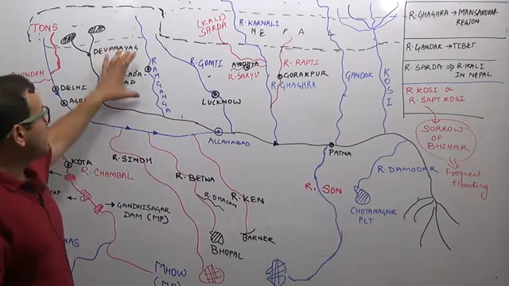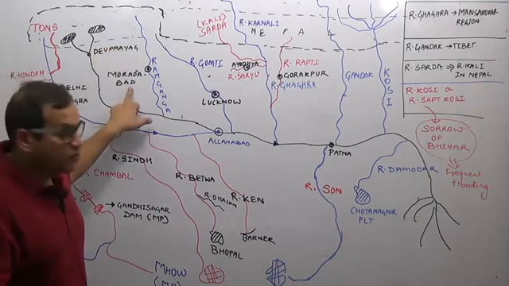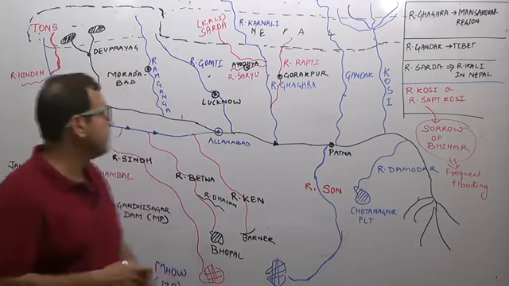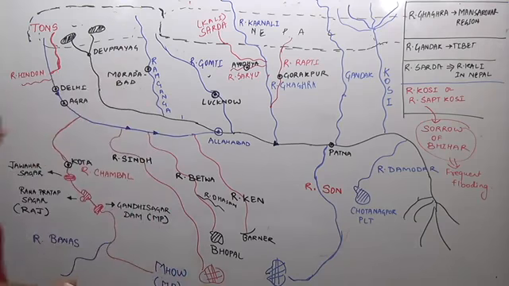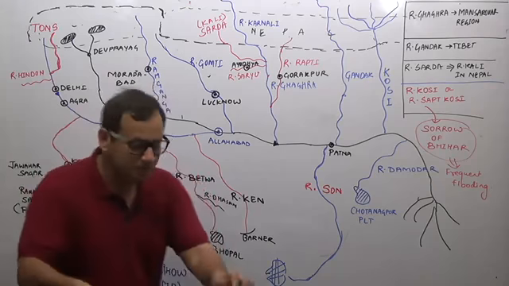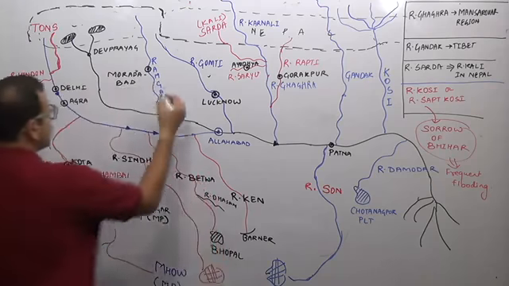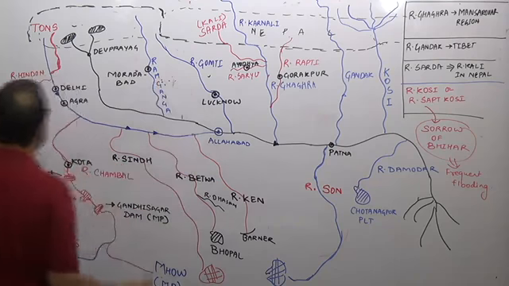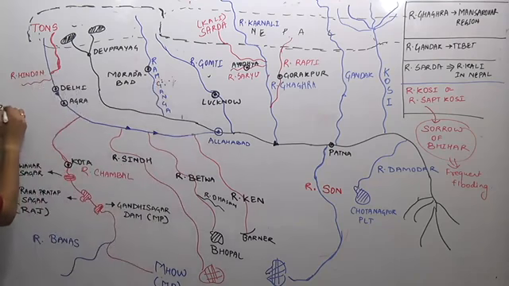What? Ramganga, the city of Moradabad, which is famous for brass work, is important. One more thing you remember about the Ramganga is that River Ramganga flows through Jim Corbett National Park.